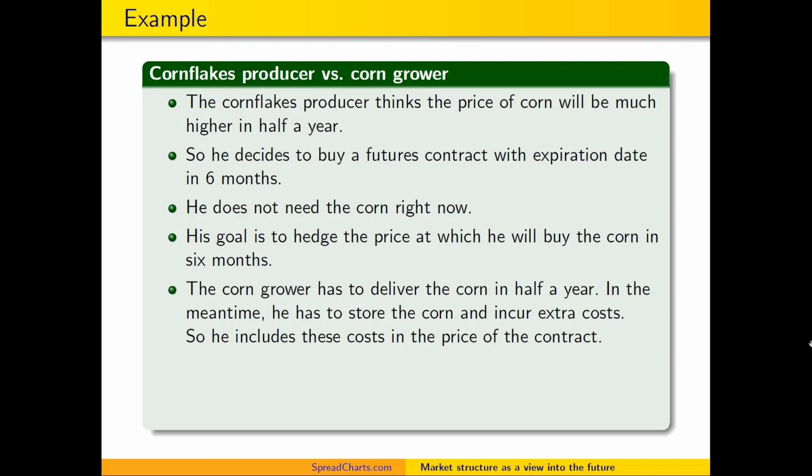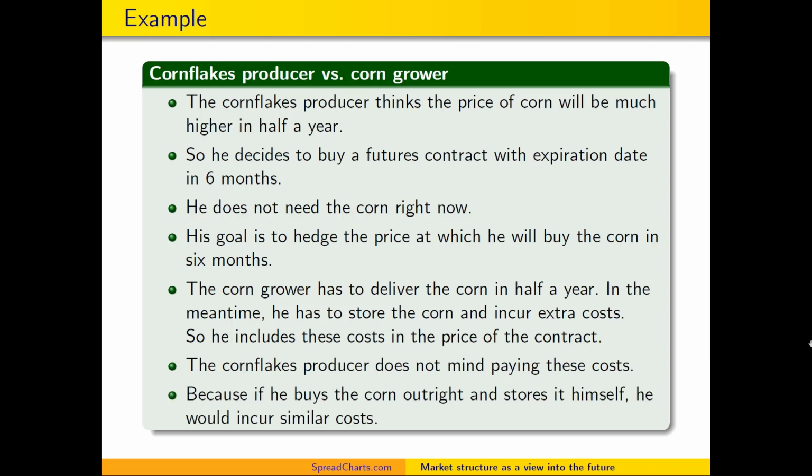The cornflakes producer doesn't mind these additional costs, because if he buys the corn immediately at the current price, he would have to store it himself for 6 months. In the end, he would pay similar fees for this storage, and the final price would be the same as the price of the futures contract. The point is that the storage cost cannot just disappear from the market. It must be included in the price of futures contracts. And logically, the longer something is stored, the higher the cost and the higher the price of more distant futures contracts. We've just talked about contango.